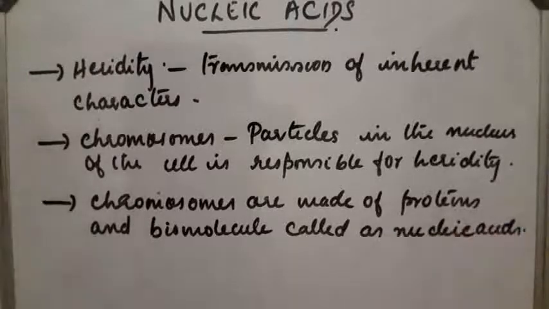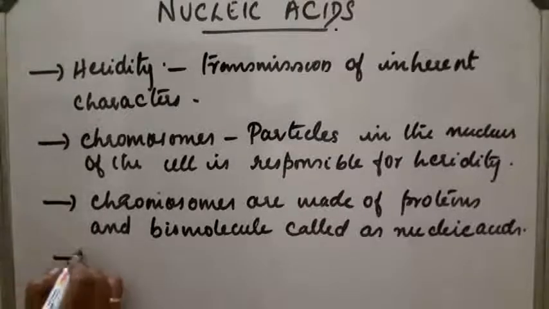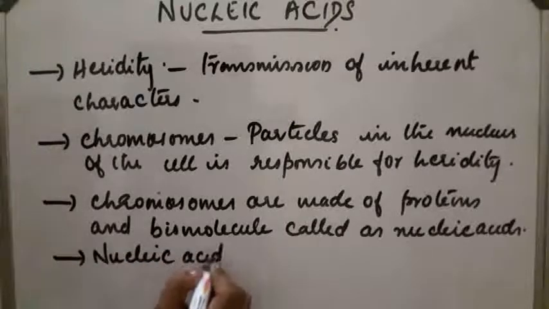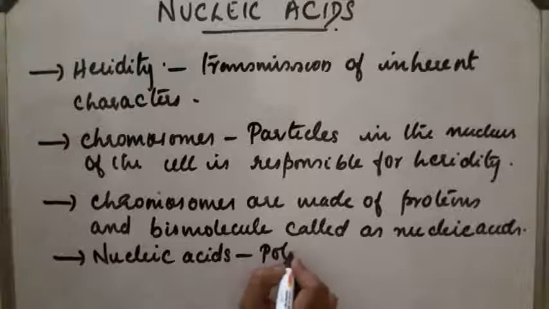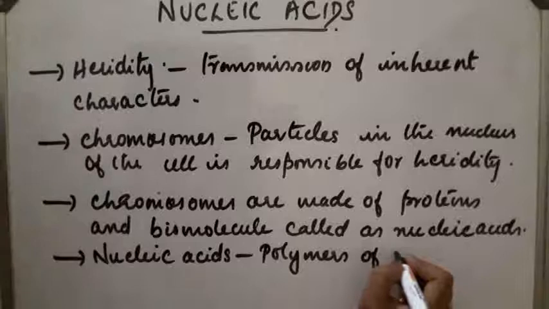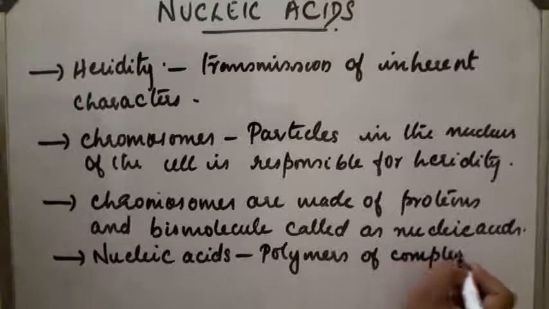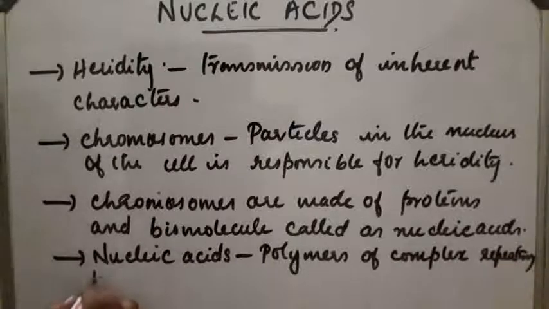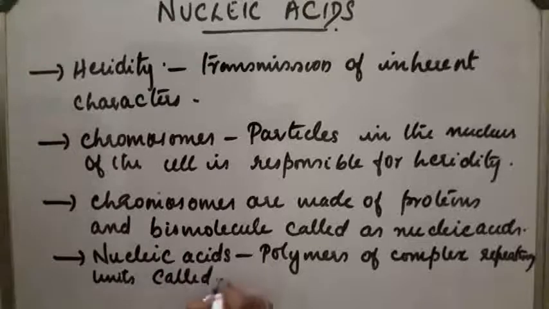So nucleic acids are polymers composed of complex repeating units called nucleotides. So, what are nucleic acids? Nucleic acids are polymers of complex repeating units called nucleotides.